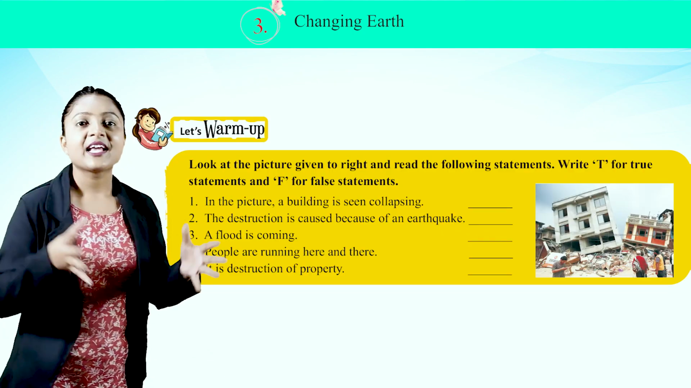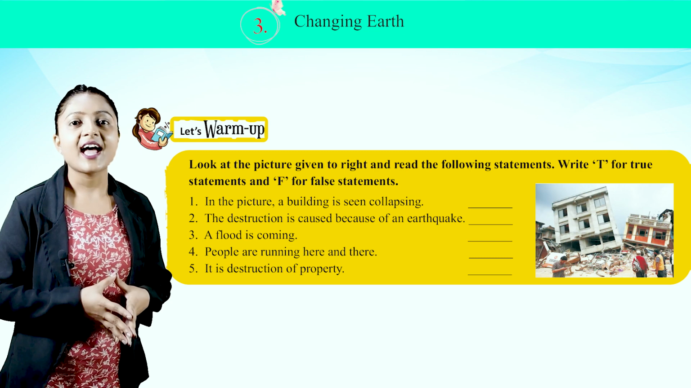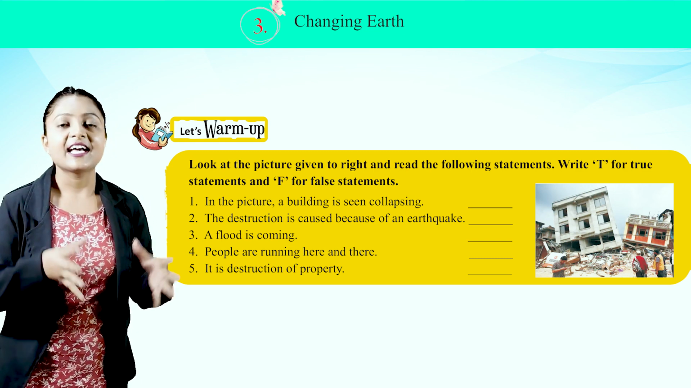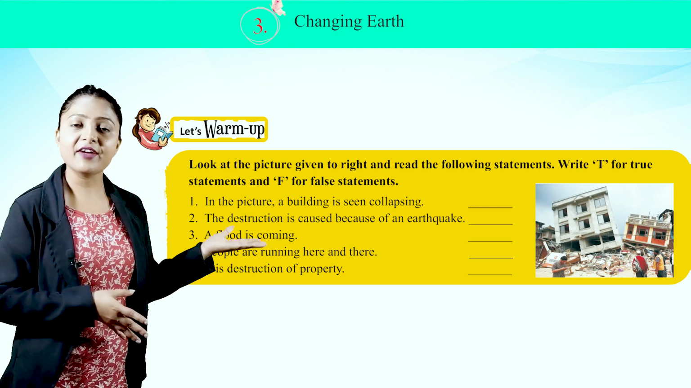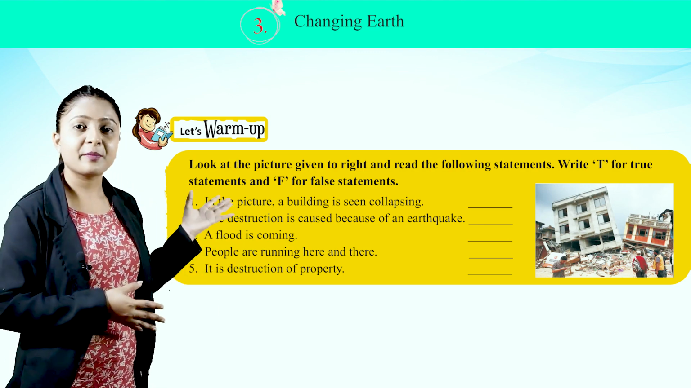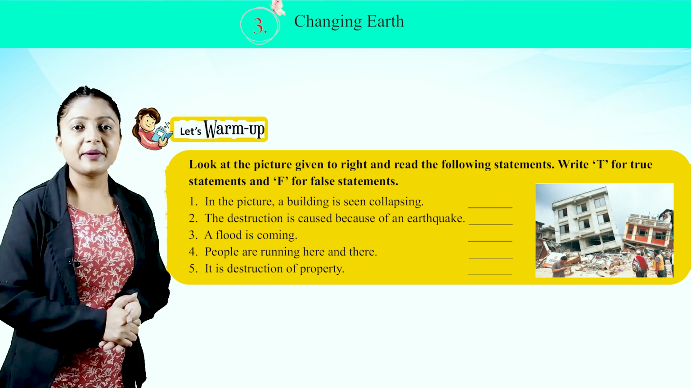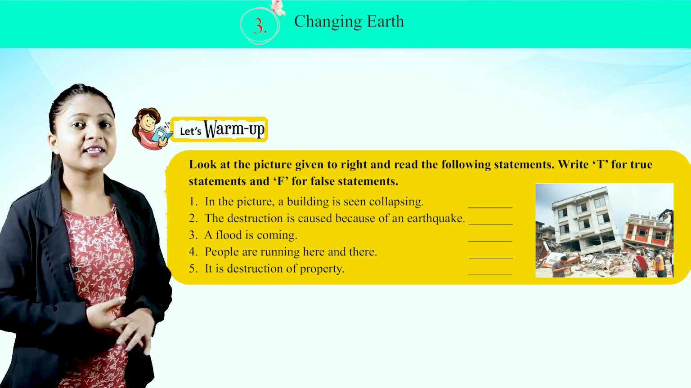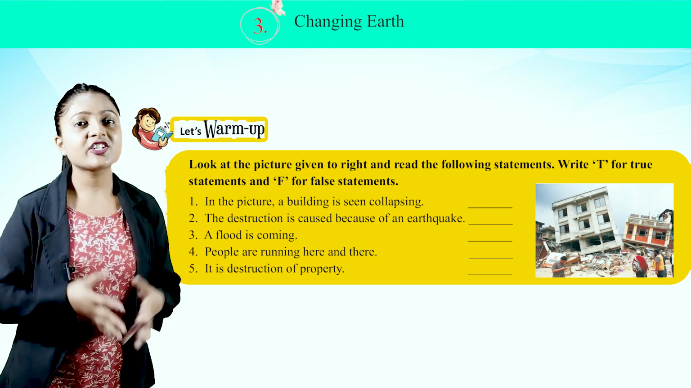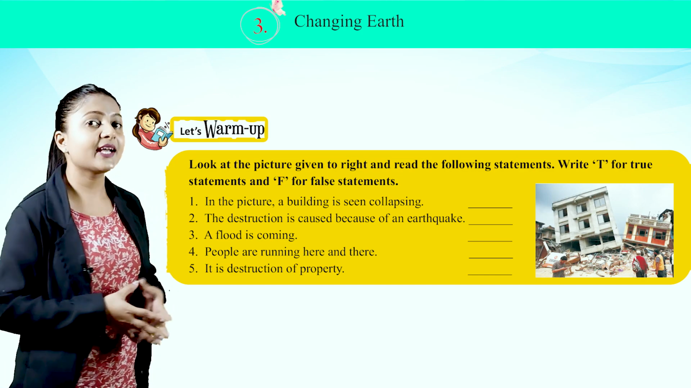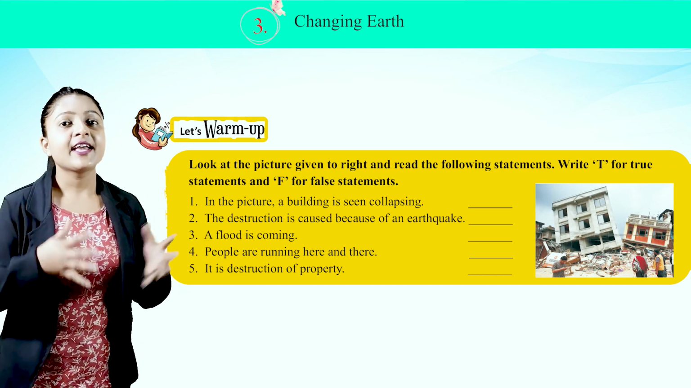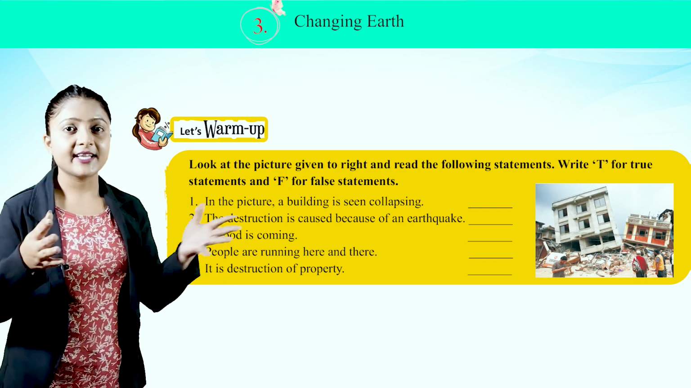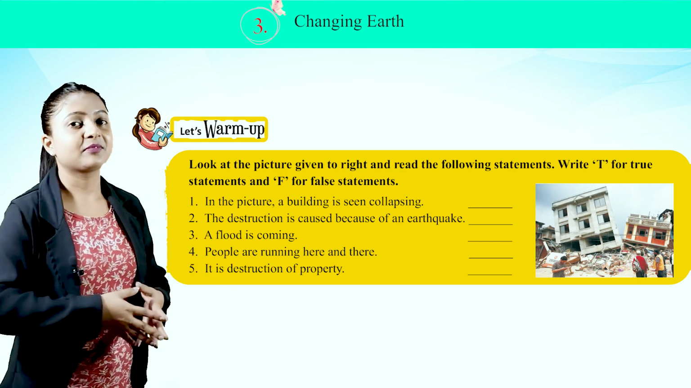Let's warm up. Look at the picture given to the right and read the following statements. Write T for true statements and F for false statements. Number 1. In the picture, a building is seen collapsing. Second, the destruction is caused because of an earthquake. Third, a flood is coming. Fourth, people are running here and there. Fifth, it is destruction of property.